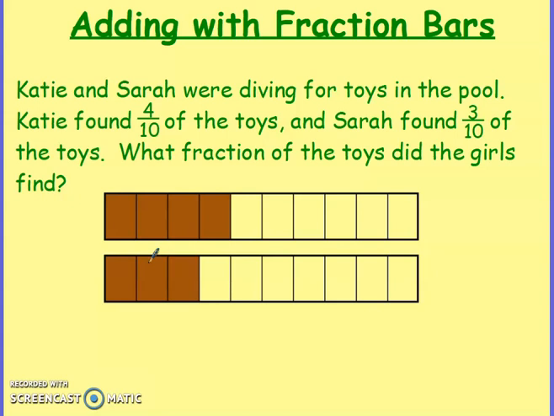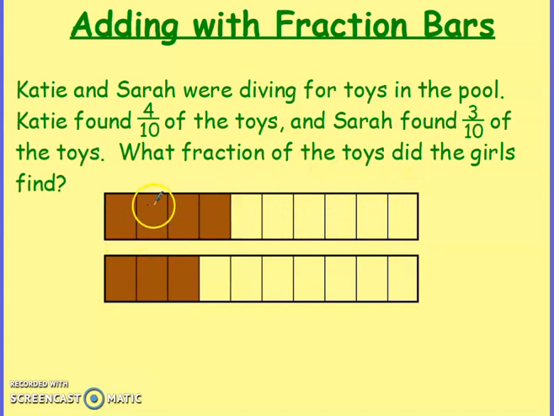Katie and Sarah were diving for toys in the pool. Katie found 4/10 of the toys, and Sarah found 3/10 of the toys. What fraction of the toys did the girls find? Okay, so this is an addition problem. We are putting together Katie's toys with Sarah's toys. So let's label our models really quick.